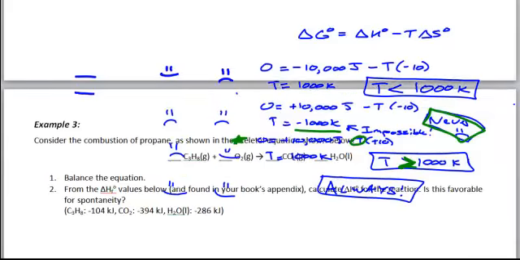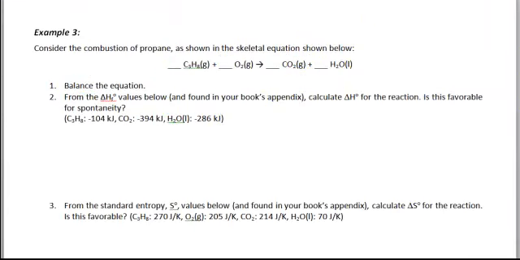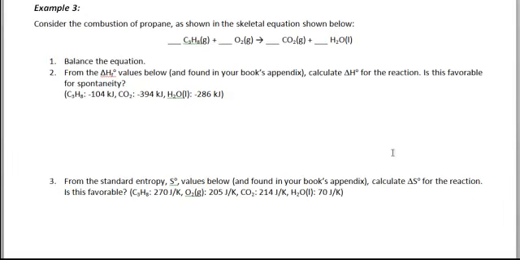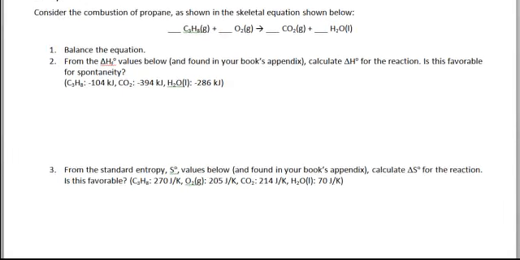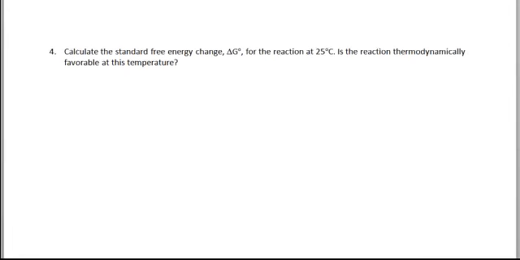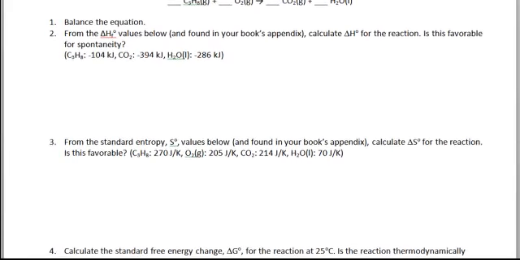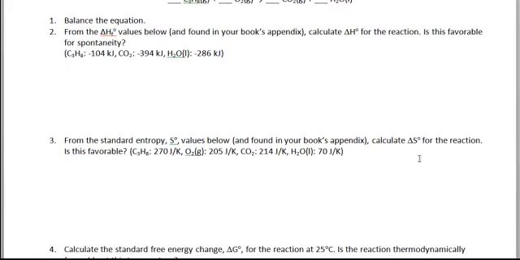Okay, one last example. This kind of puts everything together that we've been talking about. We have the combustion of propane to make CO2 and H2O. We're going to balance the equation, figure out our delta H values and delta S values, and then combine that into our delta G value. I'll go ahead and work through the first part. We'll compare answers, and we'll find out our delta G too.